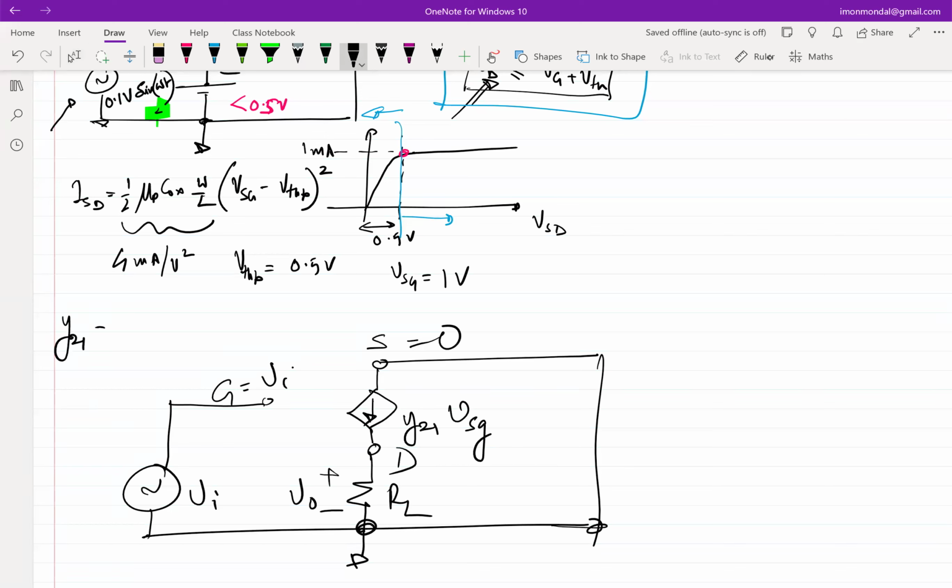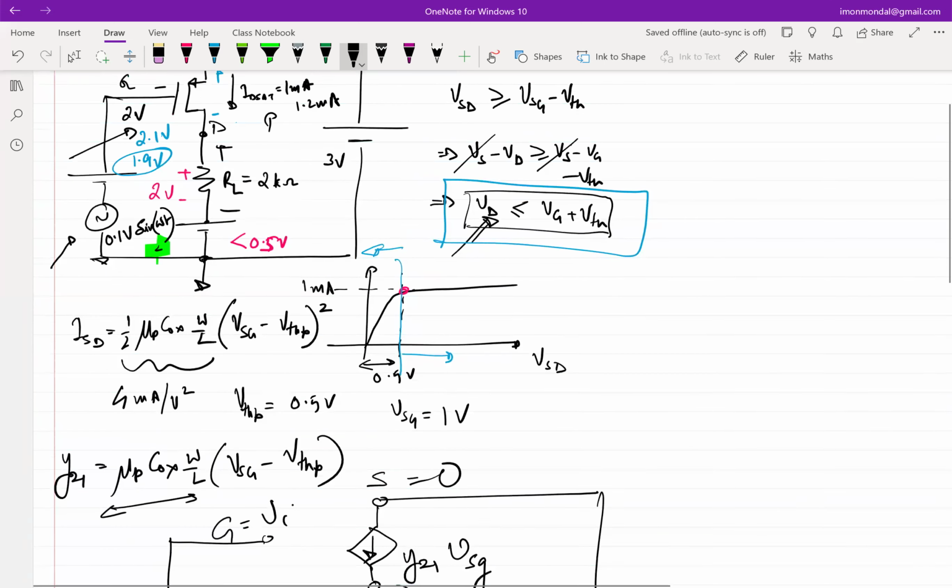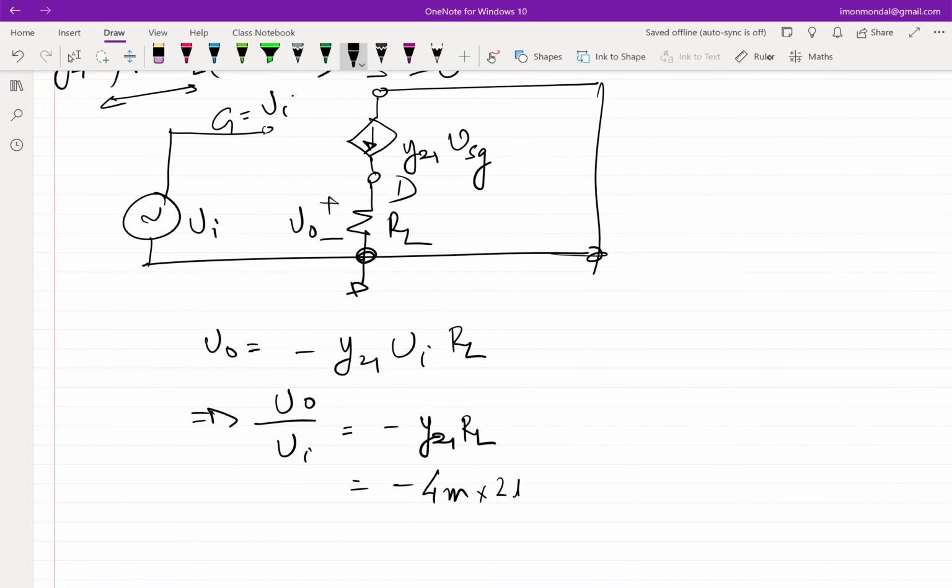So Y21 is CX. So this is 4. No, this is not 4. This is 8, right? This is 8. And the overdrive, that is VSG minus threshold voltage, is 0.5. So this is 4 millisiemens. So Y21 is 4 millisiemens. RL is, how much did we take? 2K. So 4 millisiemens times 2K, this is minus 8. Okay. So you see V naught over VI is minus 8.